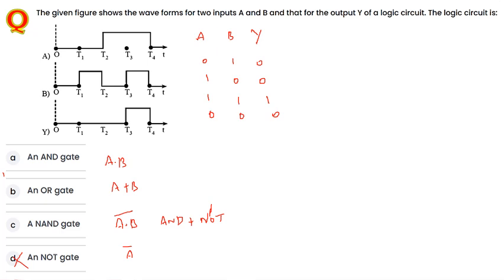From these three, first I use A dot B. For A dot B, the results are 0 dot 1 is 0, 1 dot 0 is 0, 1 dot 1 is 1, and 0 dot 0 is 0. So the answer is this one only. We just confirm with the OR gate also. The OR gate is A plus B.